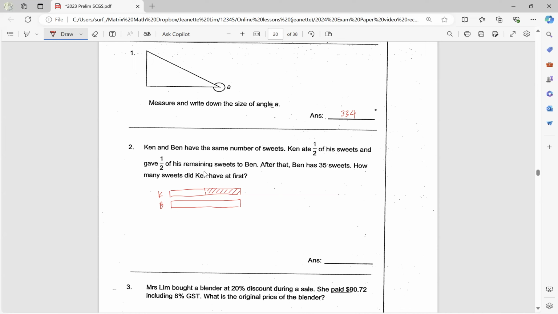And gave half of his remaining sweets to Ben. Okay, so whatever is left, cut to half. And then this is for Ben. So transfer it over to Ben, that 1 unit there. Okay, so now what I'm going to do is cut. This was half of the total, and we cut it into half. So here we cut it into half as well. So for Ben, we're going to cut the same number of units from the original total.